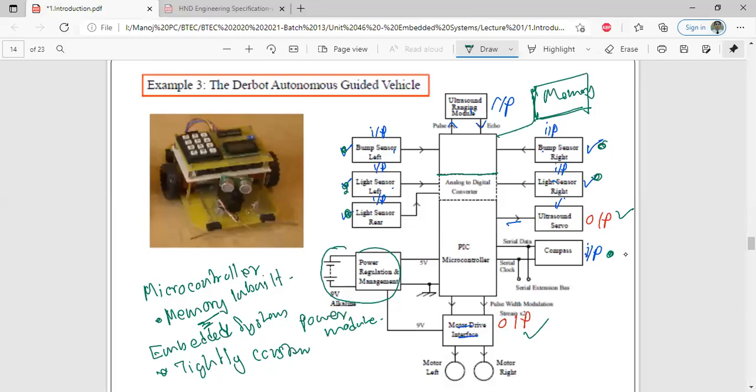So this is the Turbot autonomous guided vehicle. These are the inputs, and these are the outputs, right? In most of the microcontrollers, they don't have a memory unit connected because inbuilt there is a memory in order to store the program and to execute the programs and everything. The required memory is already there, right?